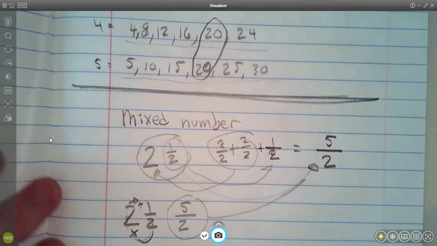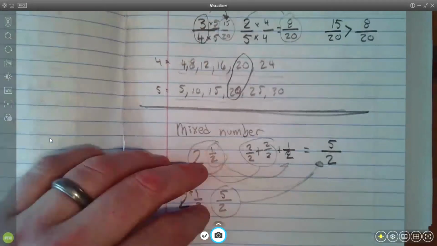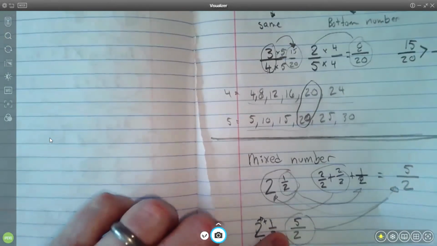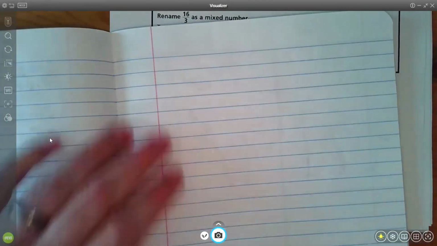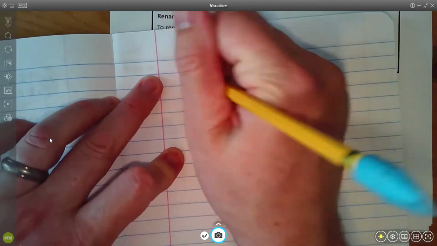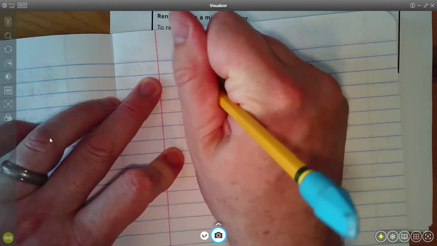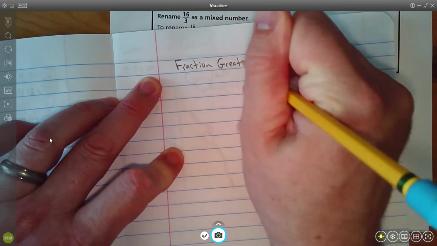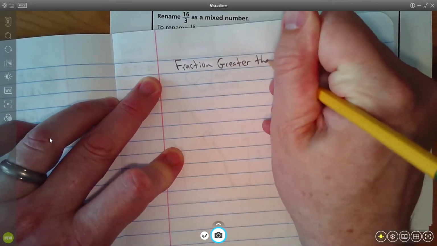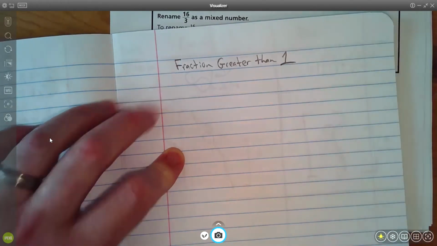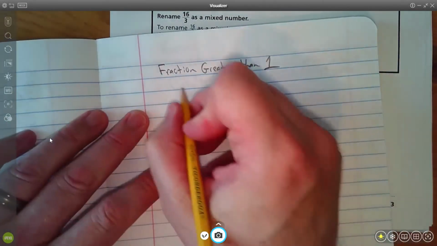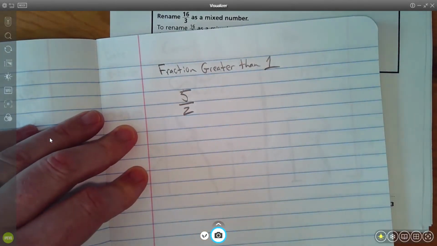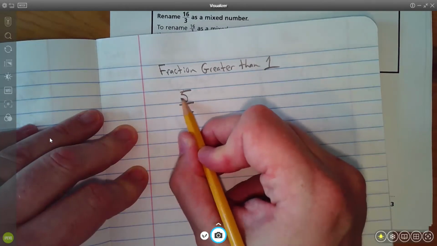I'm going to use my same example, only I'm going to turn the page now. I had 5 halves down here. So let's call it a fraction greater than 1. Fractions greater than 1, and we had 5 over 2. We had 5 halves. Okay? And they want me to change that back into the mixed number.